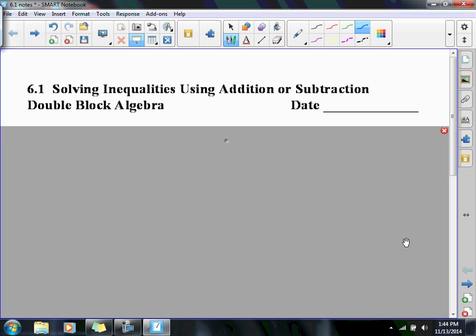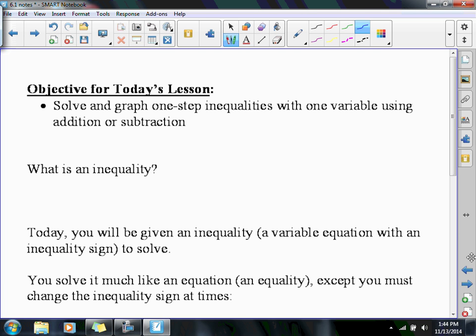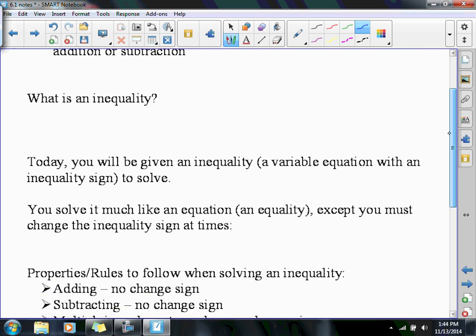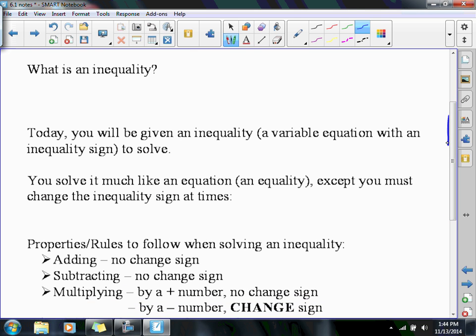These are the notes for section 6.1 entitled Solving Inequalities Using Addition and Subtraction. Today we're going to solve and graph one-step inequalities, and we're going to see inequalities that have addition and subtraction in them. Before we actually see the inequality, we have to refresh our memory on what an inequality actually is. An inequality means when things aren't equal. So if they're not equal, then one is bigger than the other, or one is smaller than the other amount.